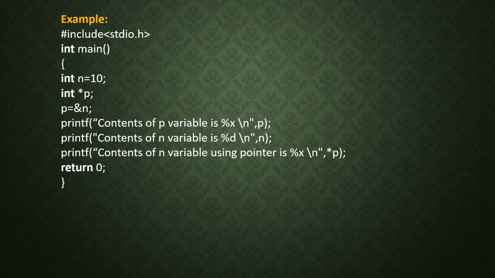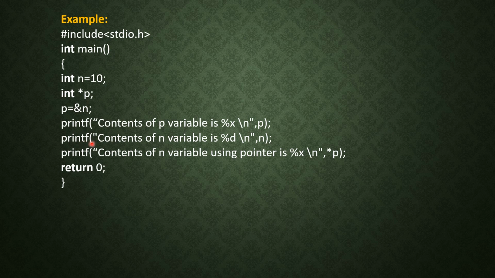Now we'll see an example. Whatever I have given in the previous slide, the same thing is here. n is equal to 10, I'm going to declare a pointer p, and for p I'm going to give the address of n. Now we'll see how the printf functions will print the n value or the address. The first statement is contents of p variable is. In p what will you have? The address of n, which is 1000. So if I give p, you have 1000 in it, so that will be printed.